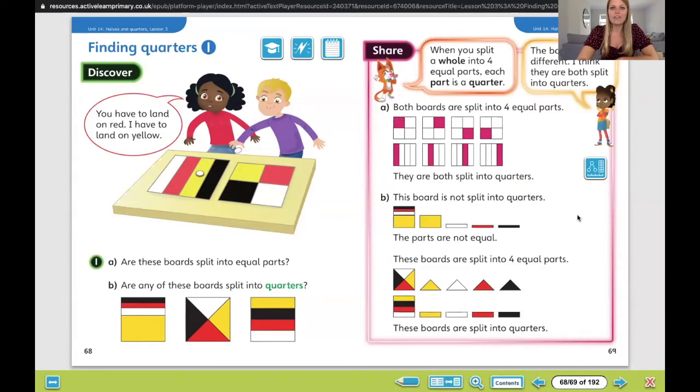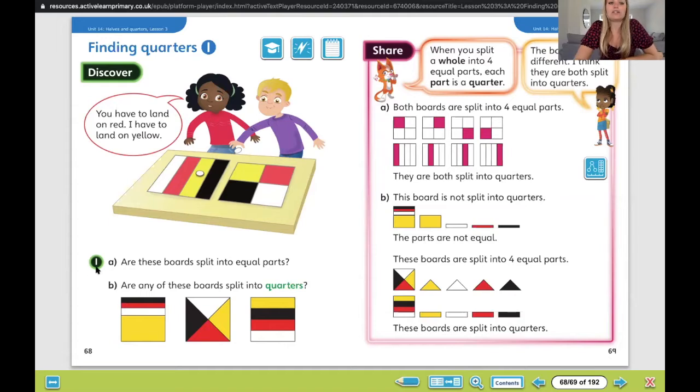So let's share our findings together. Now to help us, the little cat says, when you split a whole into 4 equal parts, each part is a quarter. So this is a quarter, that's a quarter, that's a quarter, and that's a quarter. The little girl said, the boards look different. I think they are both split into quarters.